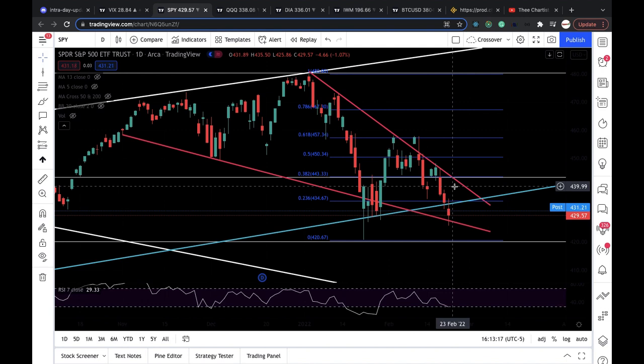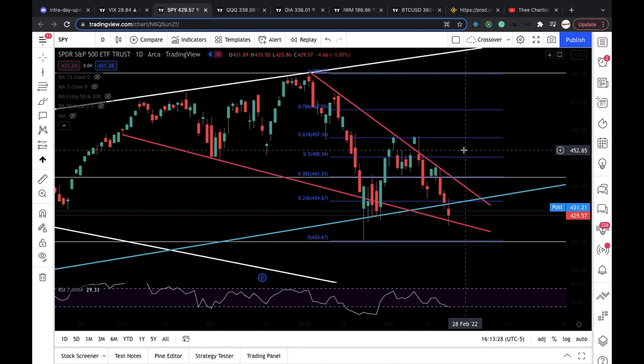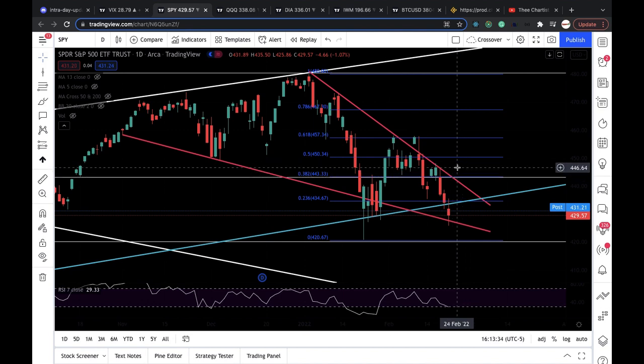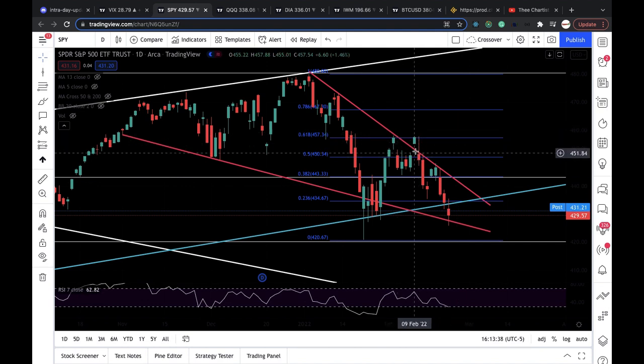Okay, I have a zone there, 438 to 440, but the most is 440. And if we break above that, that will put 443, which will equal a breakout of this falling wedge. And a breakout would be extremely bullish, and of course we would need to see follow through on the second day because we got to avoid a false breakout. We had a false breakout here, okay?